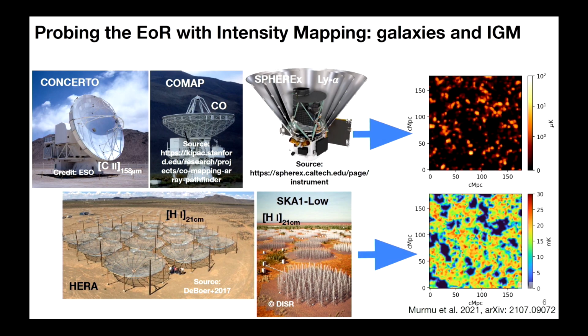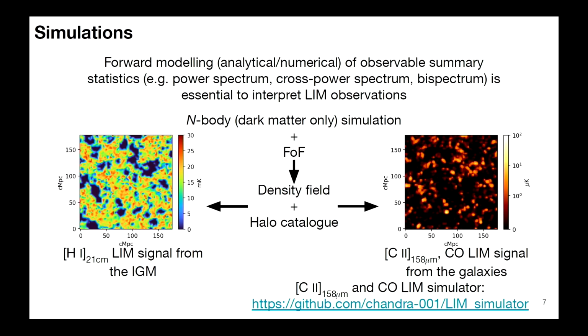Now you can choose various kinds of lines, depending on your instrument. If it is CONCERTO, you target singly ionized carbon. If it is COMAP, you target the redshifted CO line, and if it is SPHEREx, which was launched a few months ago, it targets various kinds of Lyman alpha and other lines. And for the IGM, you can target the neutral hydrogen 21 centimeter line. Effectively, the maps that you will get out of it would be something like this. This is how the sources look like, and this is how the ionized and neutral IGM would look like. And once you have those observations, you would like to interpret them.